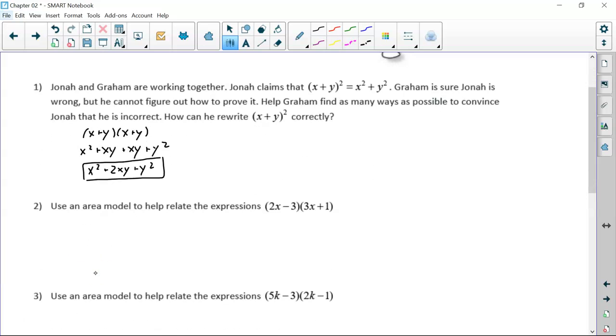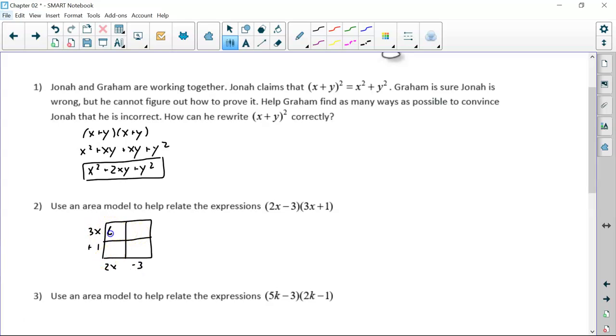So now for 2, we're going to use the area model. We're not going to do this often. It looks like the box method, except now we have what's on the outside. We have a 3x and a positive 1, and we have a 2x and a negative 3. So we're just going to be multiplying.